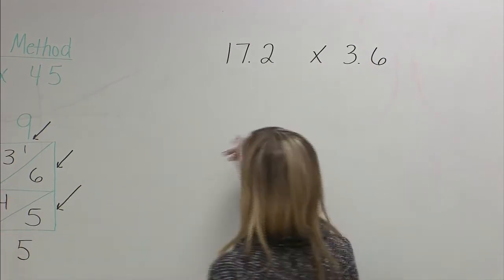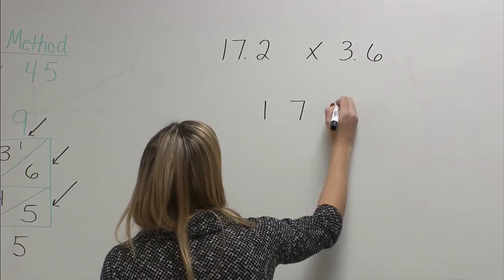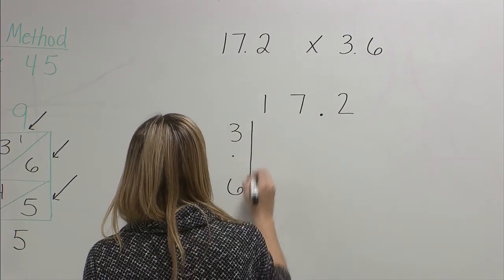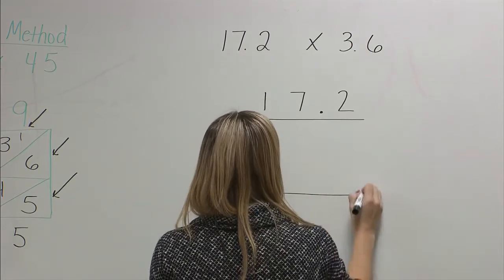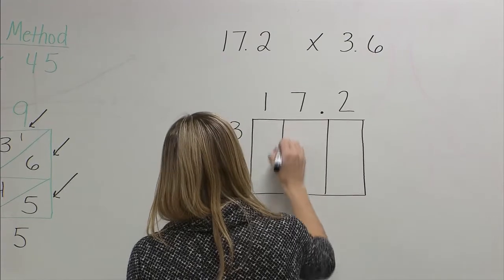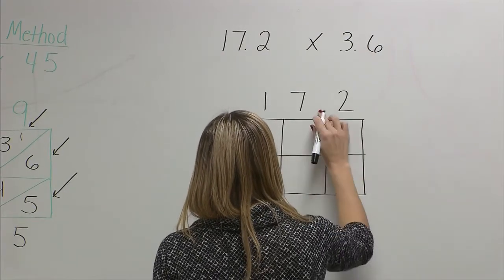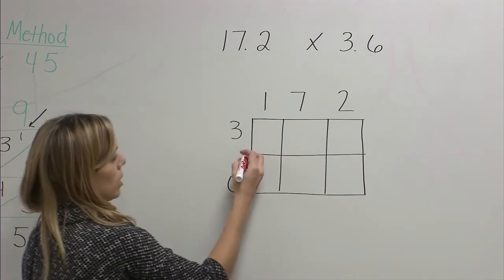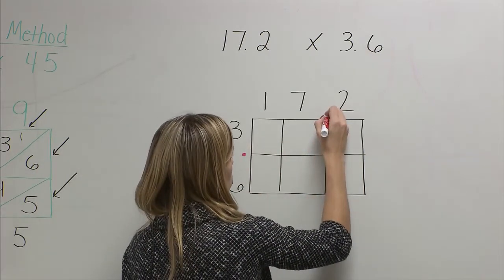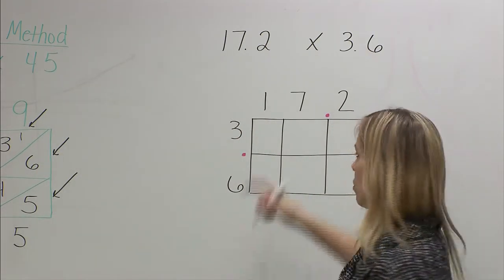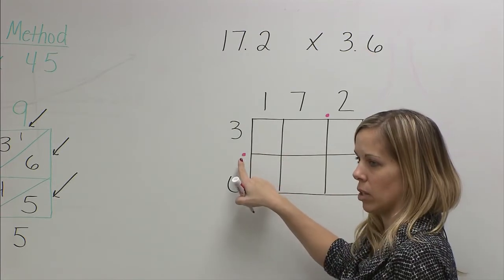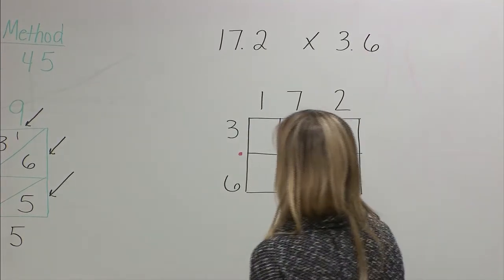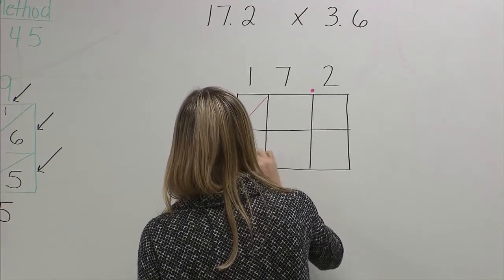So we're going to set this up the same way. We'll do the 17.2 on top, and then the 3.6 we'll do down here. And then I'm going to do this in a different color so you guys can see it better. I'm going to line my decimal up with the line that is in between the 2 numbers where the decimal is. Okay, so it was between the 3 and the 6, so I'm going to line my decimal up with this line. And then it was between the 7 and 2, I'm going to line those up. And so then we're going to go through again and separate all these.